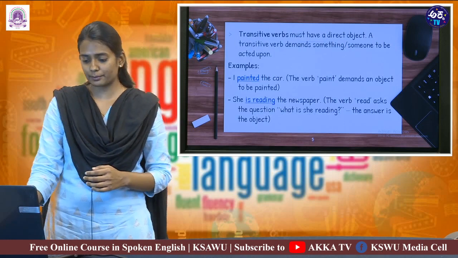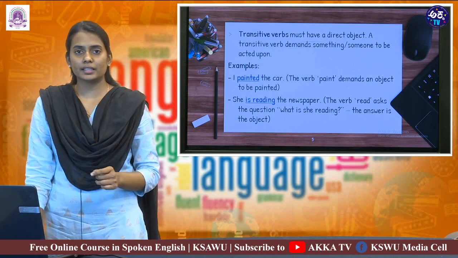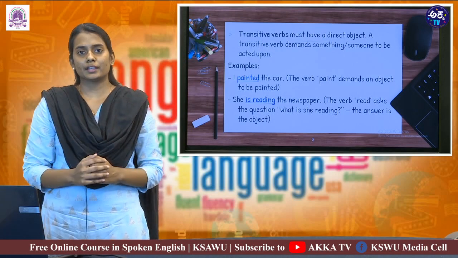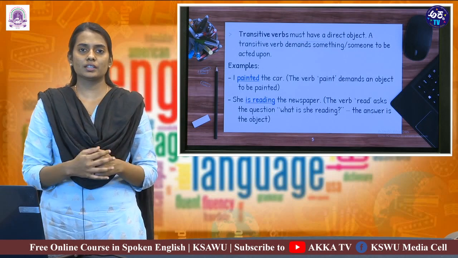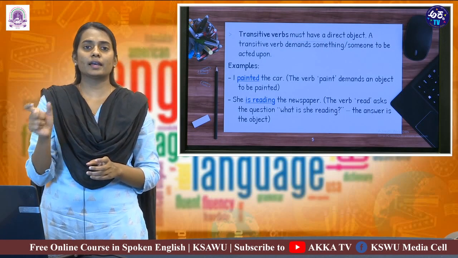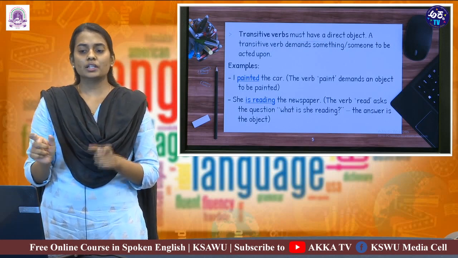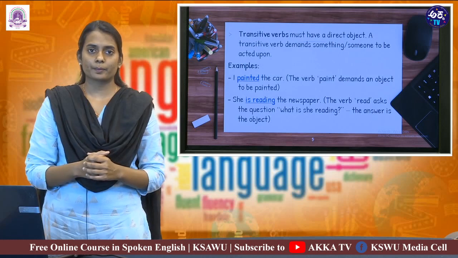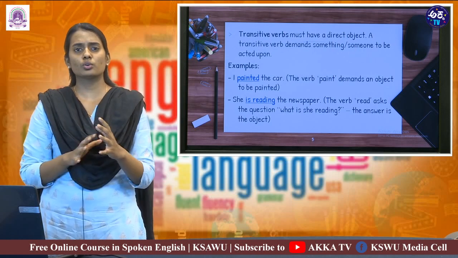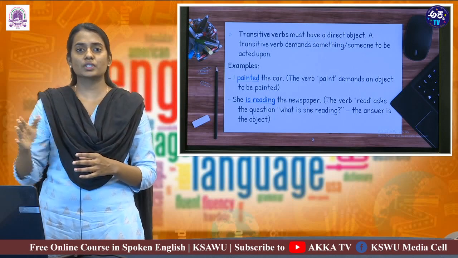Another example is: she is reading the newspaper. Read is the verb here. So what is she reading? Only "read" doesn't tell us what she is reading. Is she reading a book or a newspaper? So here also we need an object. Newspaper is the object, the verb is reading. She is the subject, is reading the verb, the newspaper the object. So I think it is very clear that with transitive verbs, what you need is an object.